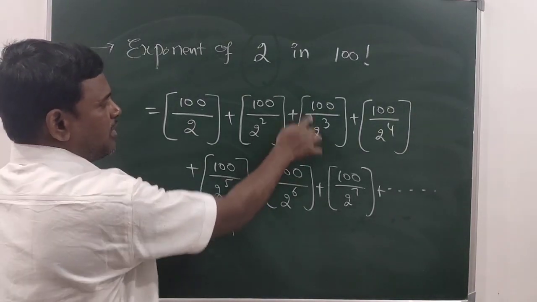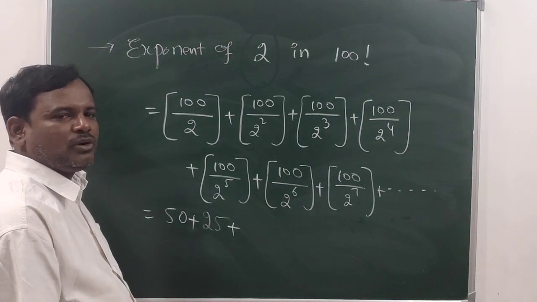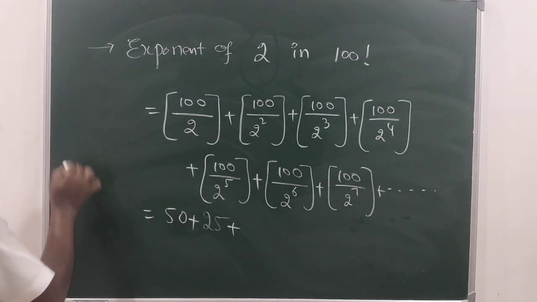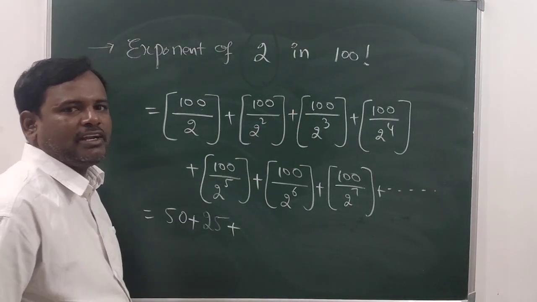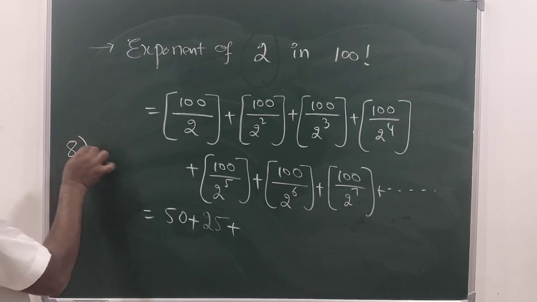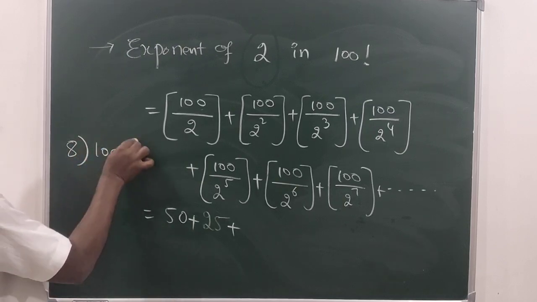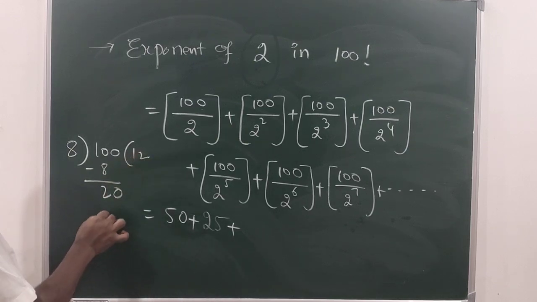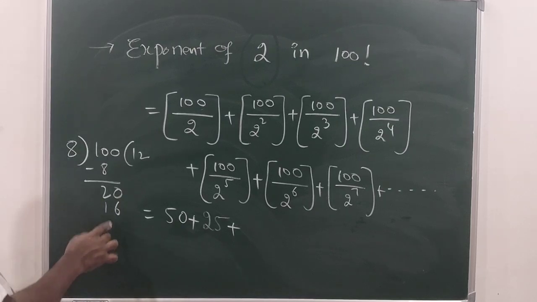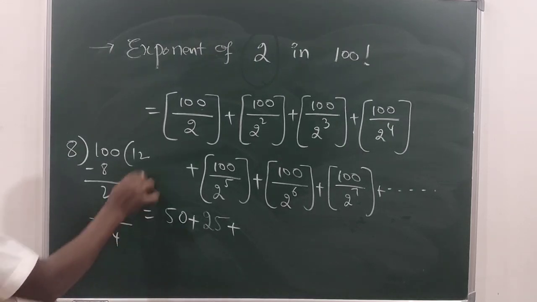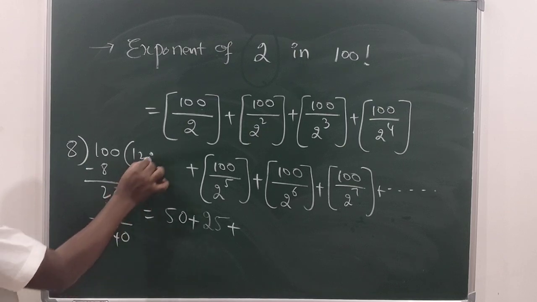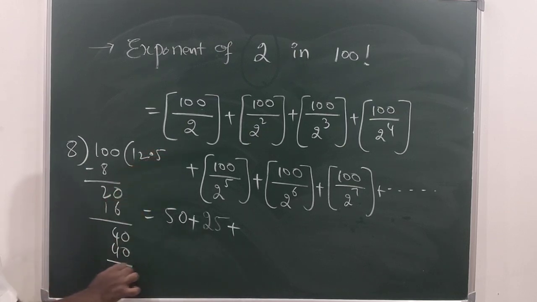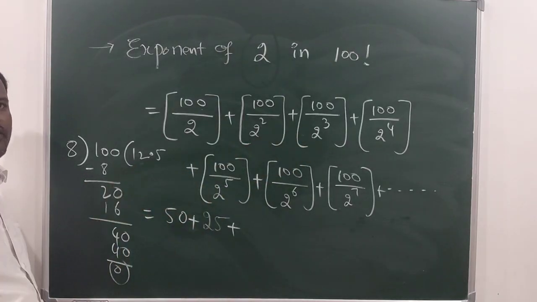Next, 100 by 2 cube. 2 cube value is 8. Now when you divide 100 by 8: 8 ones are 8, then 2 0. 8 twos are 16. Okay students, how much is left? 4 0. 8 fives are 40. Remainder is 0. What is the greatest integer of 12.5?